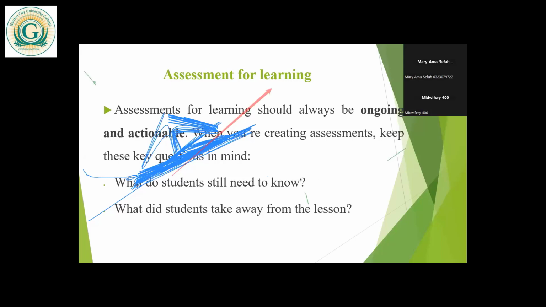So in assessment for learning, mostly we use questioning techniques. It's not only questions we use. We can even use a brief quiz and discussion or brainstorming. But mostly questions, as I said. So the second question is, what do the students take away from the lesson? So at the end of the day, you are questioning them during the lesson, and so it is an ongoing type of assessment that we look at.